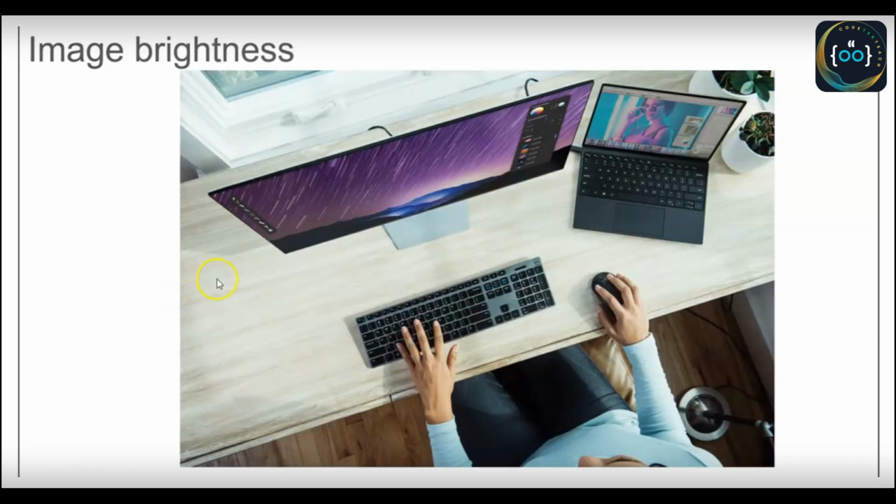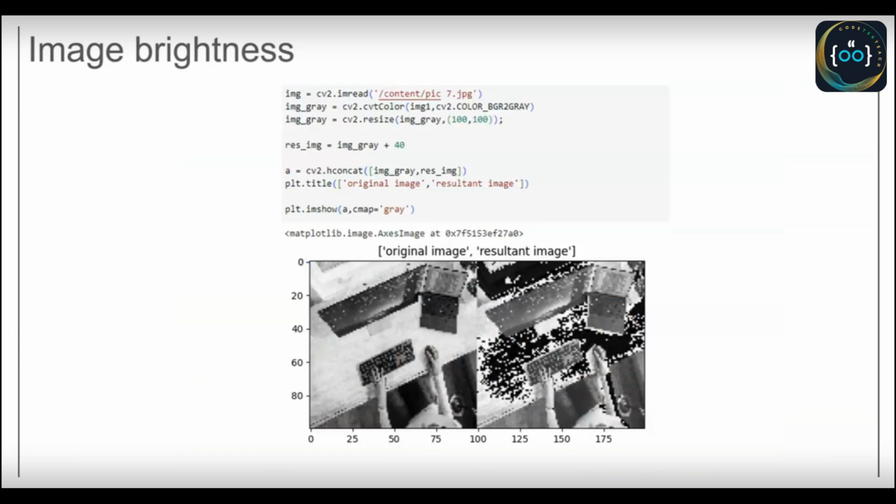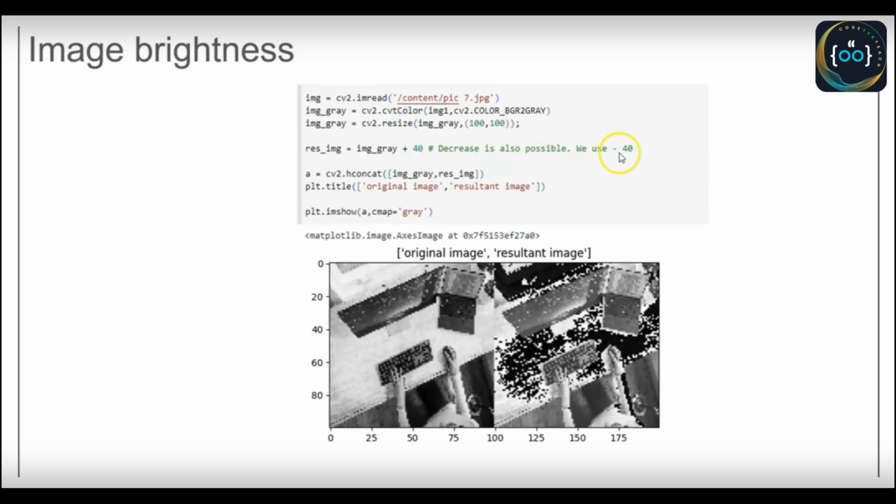Now, we are going to increase the brightness of this particular image. As in the previous scenarios we saw, we are going to first read the image, then convert it into grayscale, and then resize for optimal processing. If you see the process of enhancing the brightness, I merely add a number, plus 40. I can also reduce it. Here I need to use minus 40. That's all. Instead of plus 40, if I use minus 40, I'm reducing the brightness.